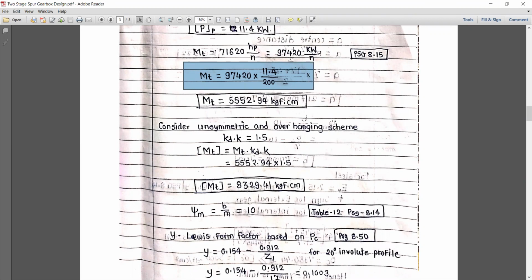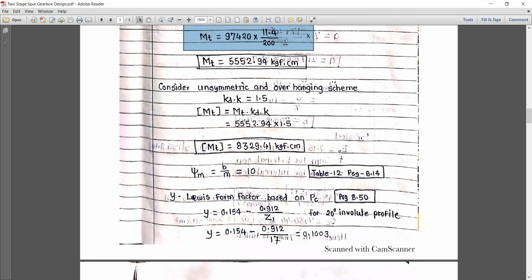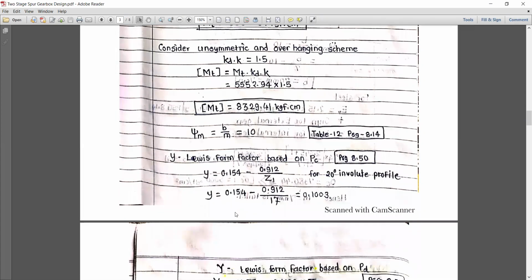Design torque is equal to calculated torque multiplied by KDK. That is, we can find the design torque is equal to 8329.41 kgf centimeter. Next, psi m, that is the ratio of b by m. Table number 12, PSG page number 8.14, you can refer to it. As a general ratio, 10 is given. We are considering psi m is equal to 10.